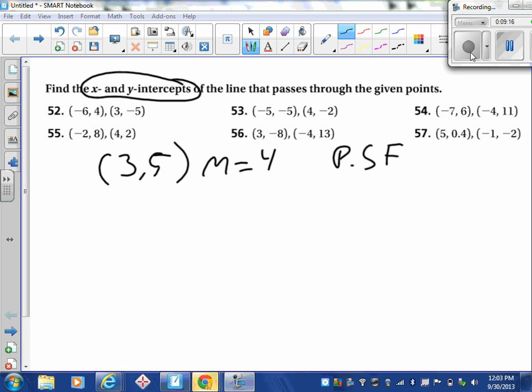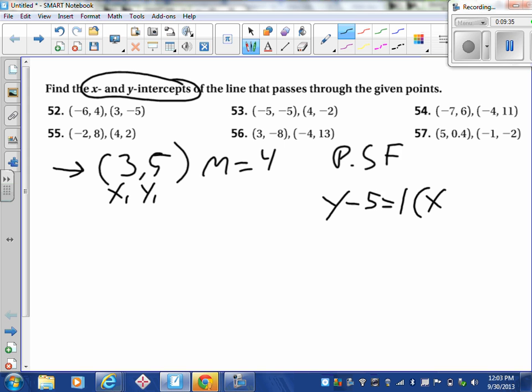So if you have this information right here, your point slope form should look like this. I would make sure that you label it x1, y1, and then label it y minus y1, which is 5. 1 is my slope. X minus x1, which is 3. Point slope formula, done. Actually, the slope is 4. Right there. Just see if you're paying attention.